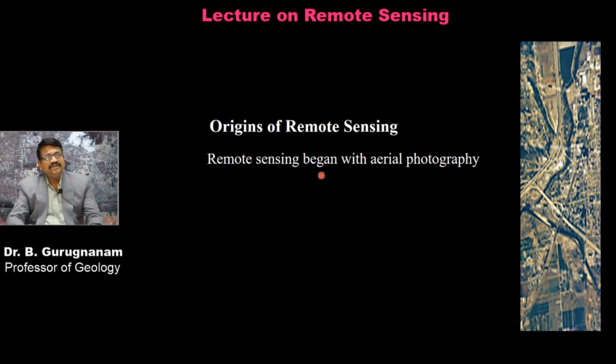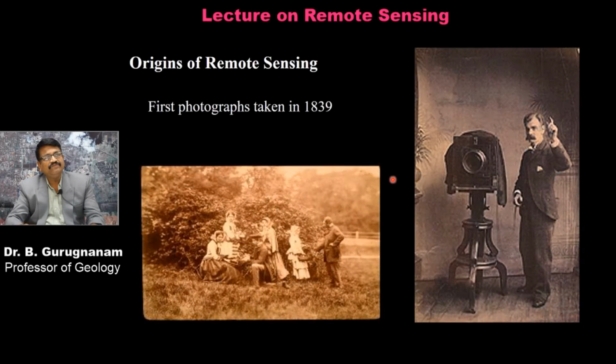The origin of remote sensing began with aerial photography. Normally people used to say that initially they used birds to take photographs, and slowly aerial photography came. You may know that in the 16th and 17th century people used only birds for taking photographs. This is the first photograph of a scientist, taken in the year 1839. You see a fellow, the photographer is here, and this is the first photograph.